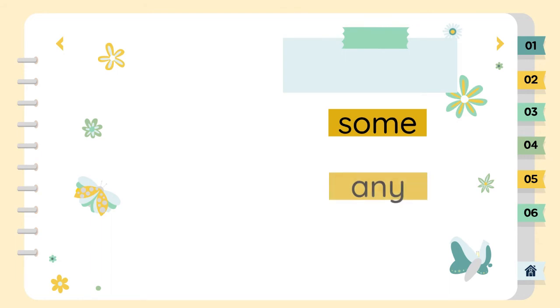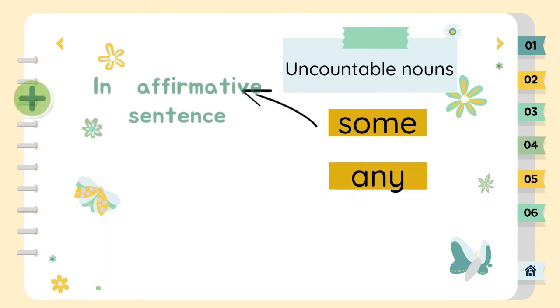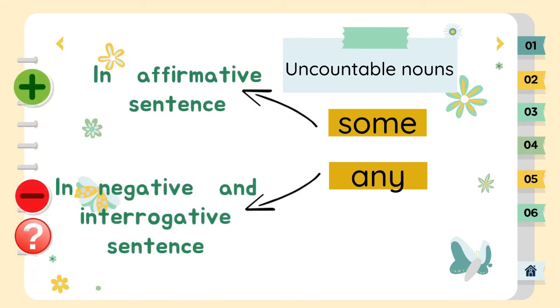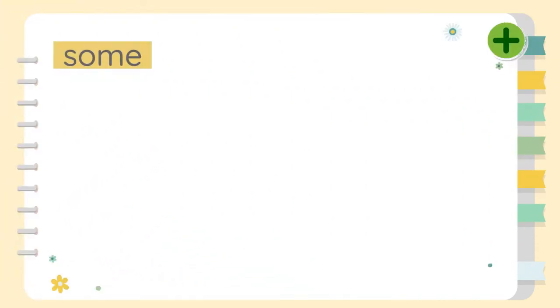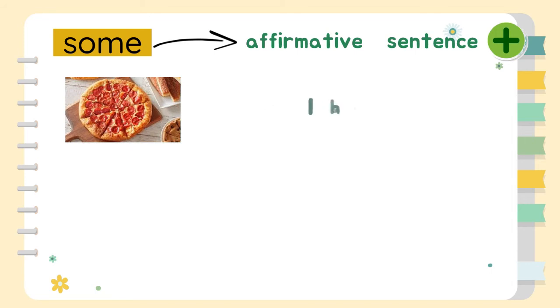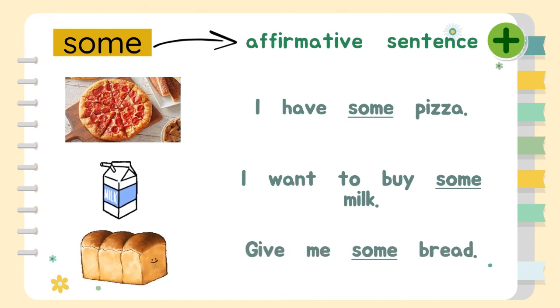Now let us look at how to use some and any with uncountable nouns. Some is used in affirmative sentences while any is used in negative and interrogative sentences. Let us look at a few examples for some using affirmative sentences with uncountable nouns. For example, I have some pizza. Pizza is an uncountable noun. Next one, I want to buy some milk. Give me some bread.